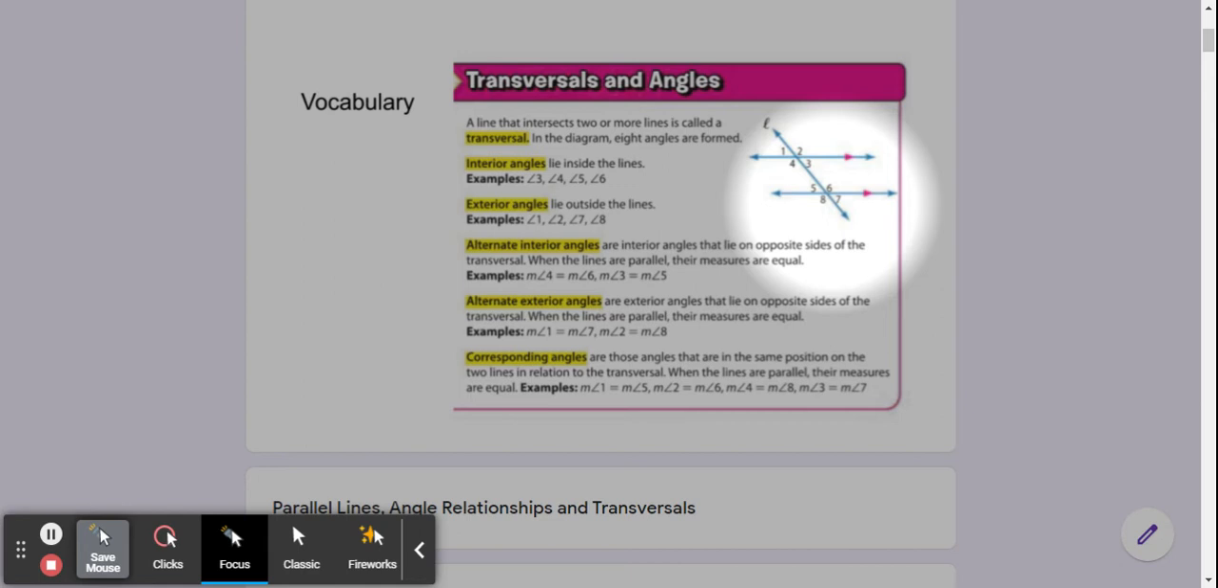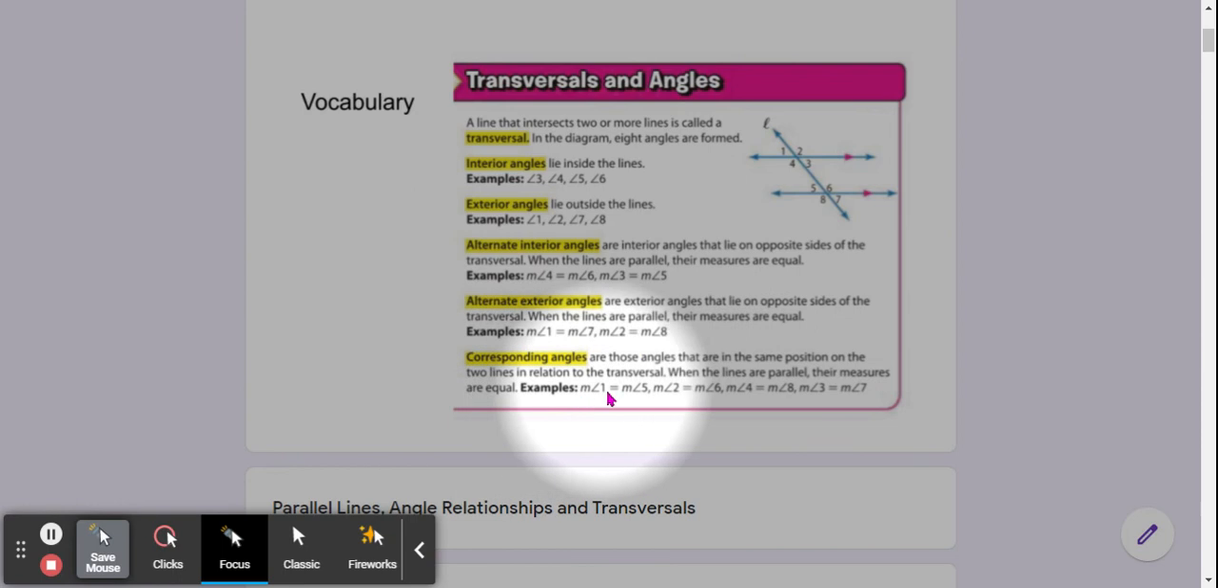And then we have alternate interior and alternate exterior. So for example, alternate interior might be angle 4 and angle 6. And if you're confused about that M, that just stands for measure of the angle. So the measure of angle 4 is equal to the measure of angle 6. And then alternate exterior, the measure of angle 1 is equal to the measure of angle 7. So the measure of angle 1 right here would be the same as angle 7.